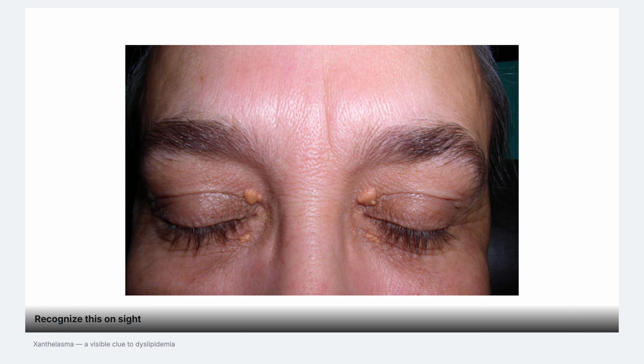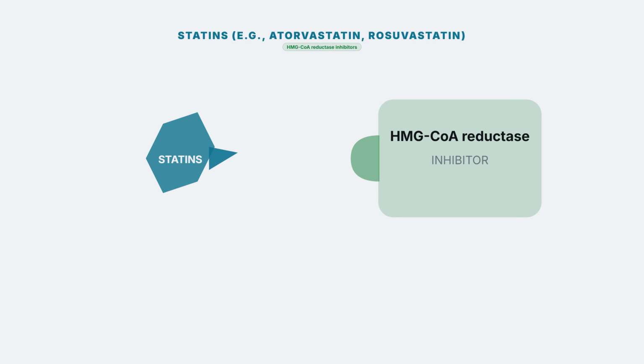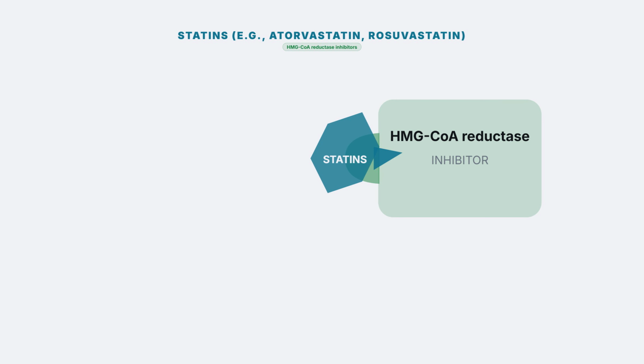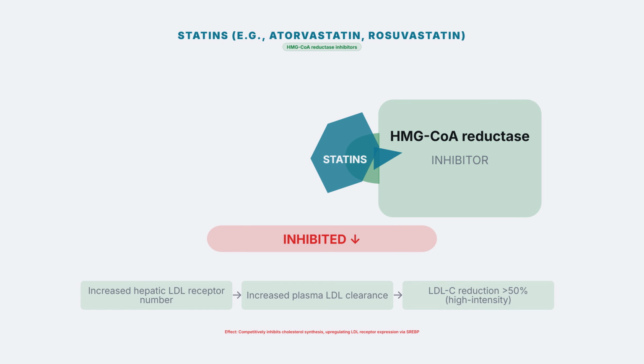A classic cutaneous sign worth recognizing on sight: xanthelasma, yellowish cholesterol deposits around the eyelids, and tendon xanthomas, particularly over the Achilles tendon. Both point strongly toward an underlying lipid disorder. Statins are the cornerstone treatment. They competitively inhibit HMG-CoA reductase, lowering intracellular cholesterol synthesis, which upregulates LDL receptor expression as a compensatory response. High-intensity statins lower LDL-C by more than 50%.